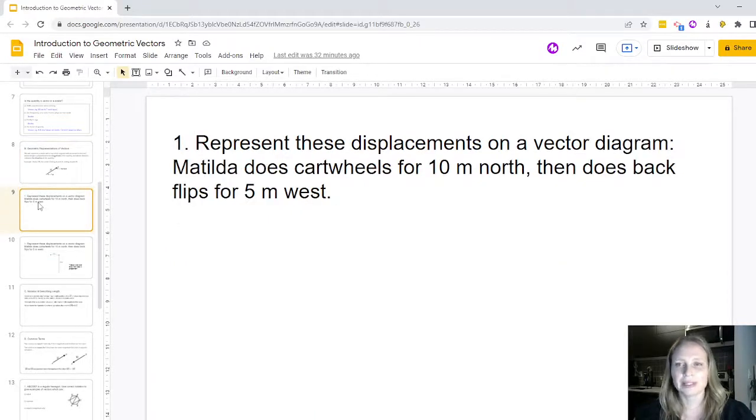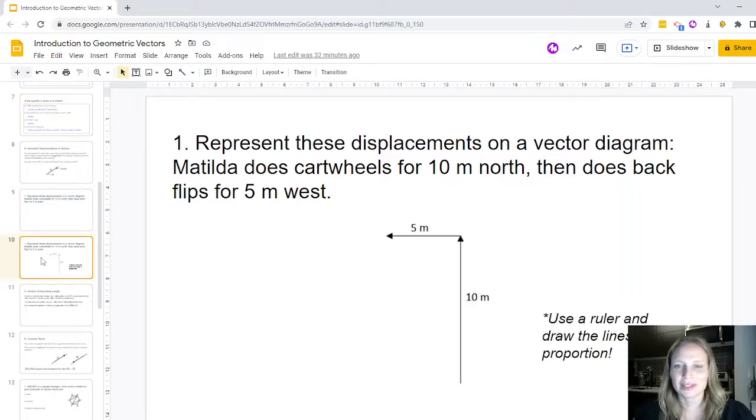So, can you represent this displacement on a vector diagram? Matilda does cartwheels for 10 meters north, then does backflips for 5 meters west. So, how would you represent that using vectors? Well, it could look like this. And make sure you use a ruler to draw the lines in proportion. So the vertical line that represents her cartwheels should be twice as long as that line going to the west that represents the flips.